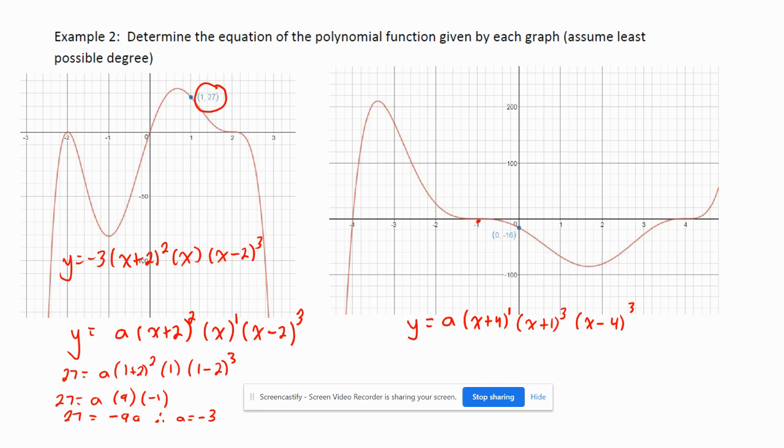Okay. Similar to what we did before, we're going to take this point (0, negative 16) and plug it in as x and y. So we have (0 plus 4), (0 plus 1) cubed, and (0 minus 4) cubed. So we get negative 16 equals a times 4. (0 plus 1) cubed is 1. Negative 4 cubed is negative 64. Okay, so now we get negative 16 equals, 4 times negative 64 is negative 256a.